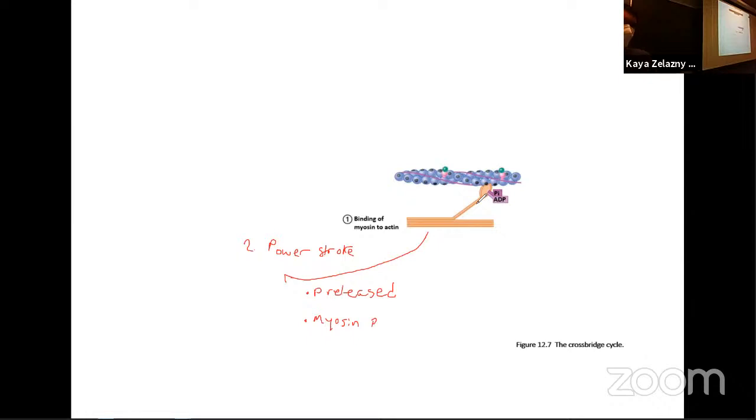It's just a step of the cross-bridge cycle. I can't tell you more than that, unfortunately.